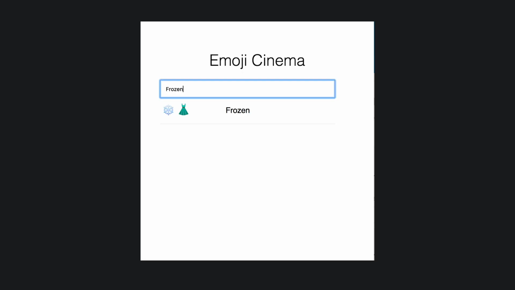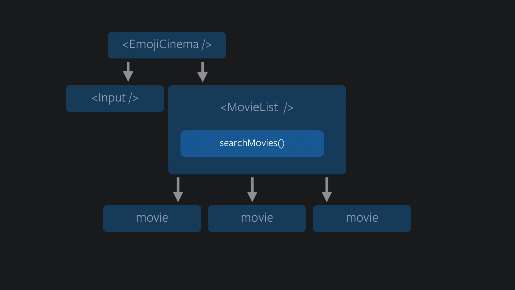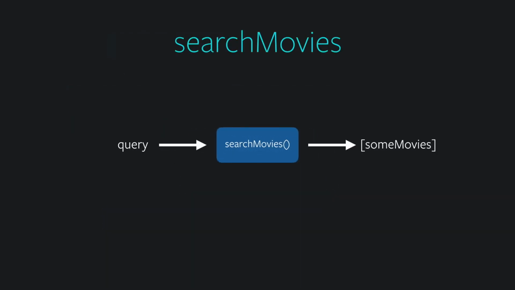It's called Emoji Cinema. Basically, you type in the name of a movie, and you get back its emoji representation. For example, if you type Frozen, you'll get a snowflake and a dress. And the way this application works is that at the very core of it, it has this searchMovies function, which takes in a query and returns an array of movies. For example, if you pass the letter F, it will return you all the movies that contain the letter F.